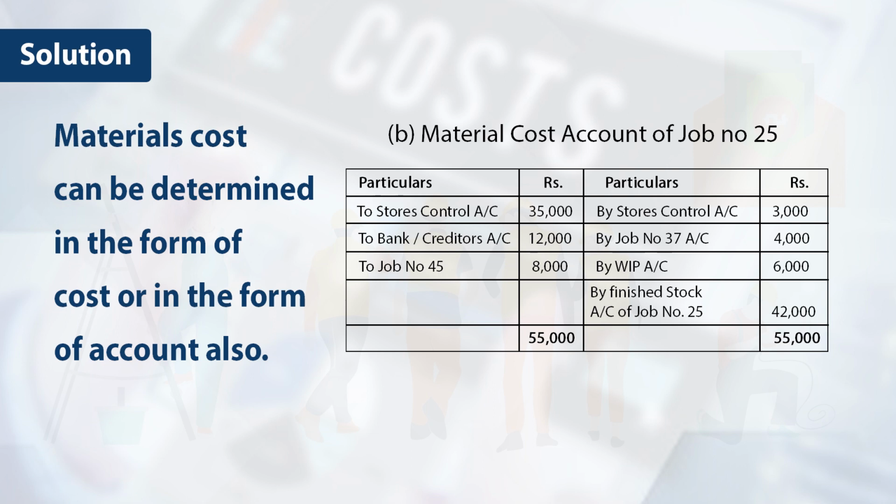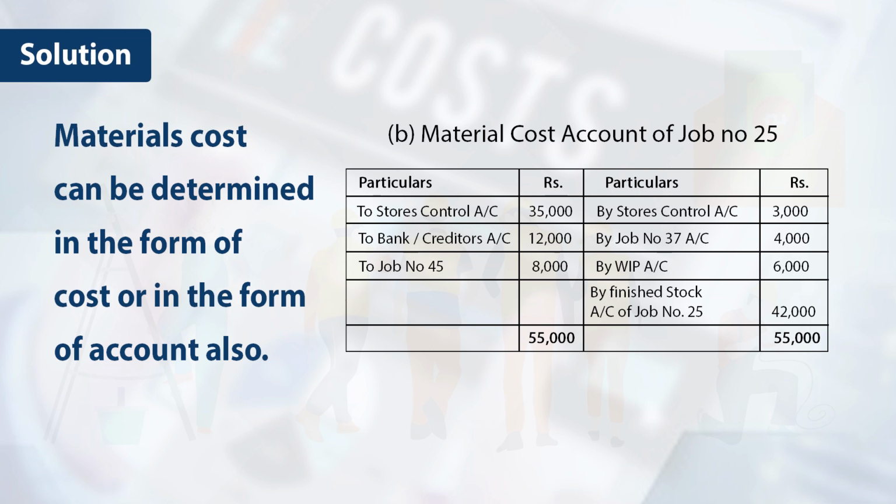On debit side, first item is stores control account 35,000, and on credit side, first item is by stores control account rupees 3,000. Next item on debit side is to bank or creditors account rupees 12,000, and on credit side by job number 37 account rupees 4,000. Third entry on debit side is to job number 45 account 8,000, and on credit side by work in progress account rupees 6,000.